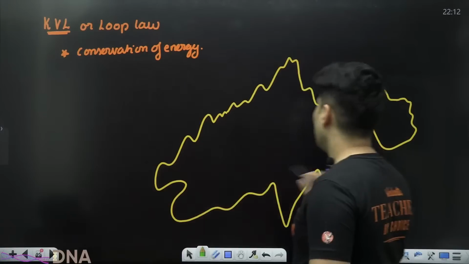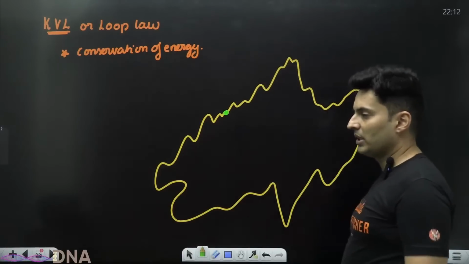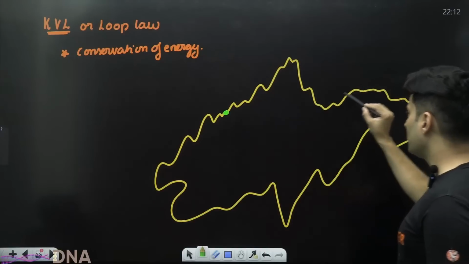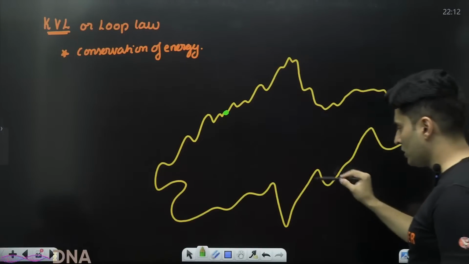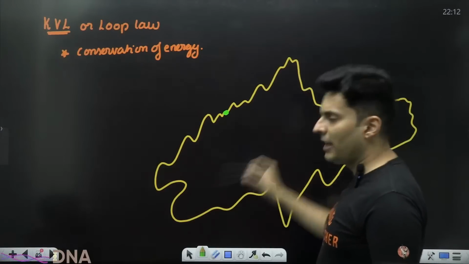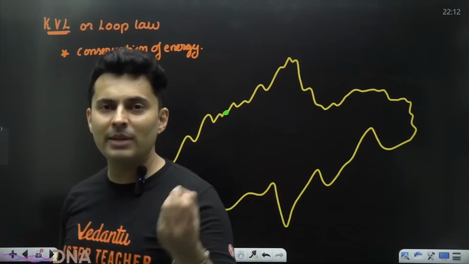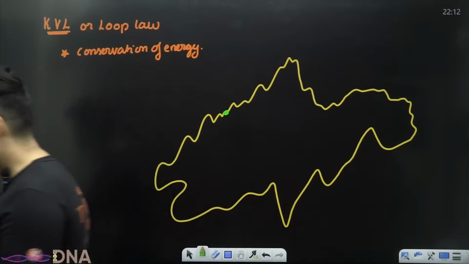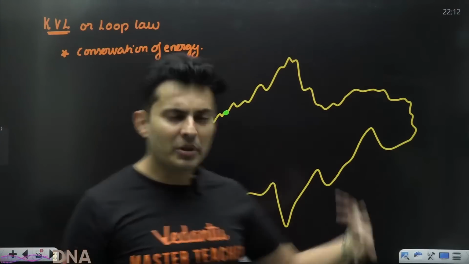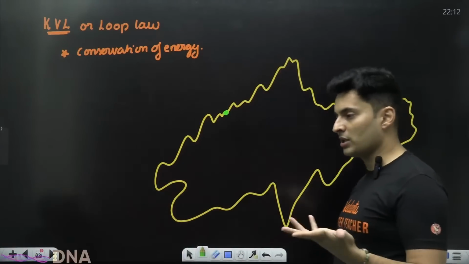Let's say you had some gravitational potential energy here. Along the way the gravitational potential energy increases, decreases, increases, decreases. Finally, what will happen? The total change in your potential energy, what will it be, guys? Won't it be zero? Yep, energy has to be conserved. You come back to the same place, so you will be at the same gravitational potential energy.